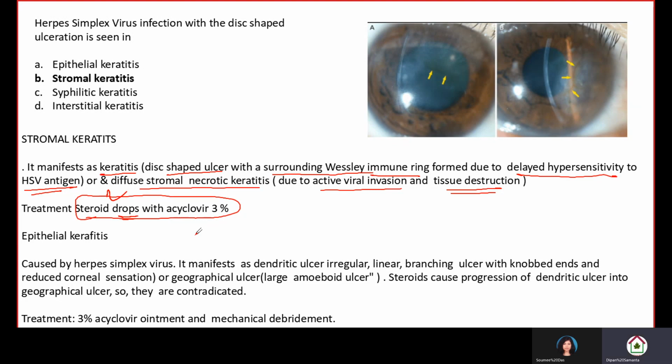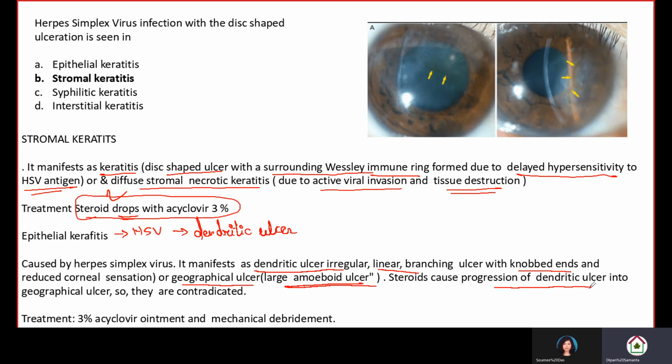Next, epithelial keratitis. It is caused by herpes simplex virus again. It manifests as a dendritic ulcer: an irregular linear branching ulcer with knob ends and reduced corneal sensation, or a geographical ulcer. Geographical ulcers are large amoeboid ulcers.